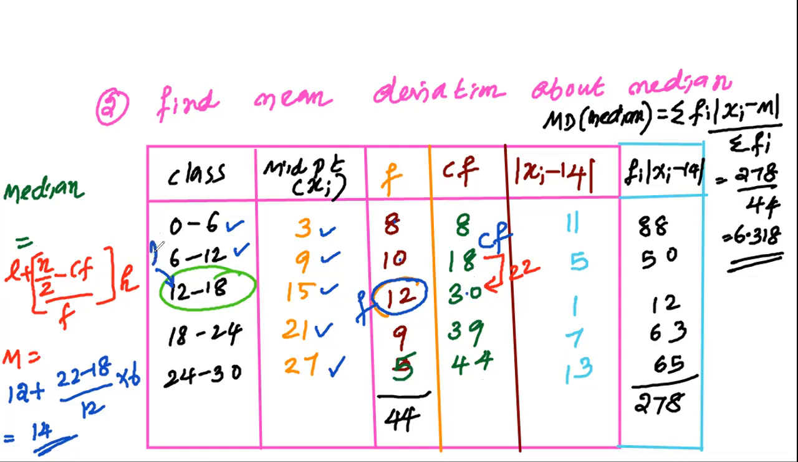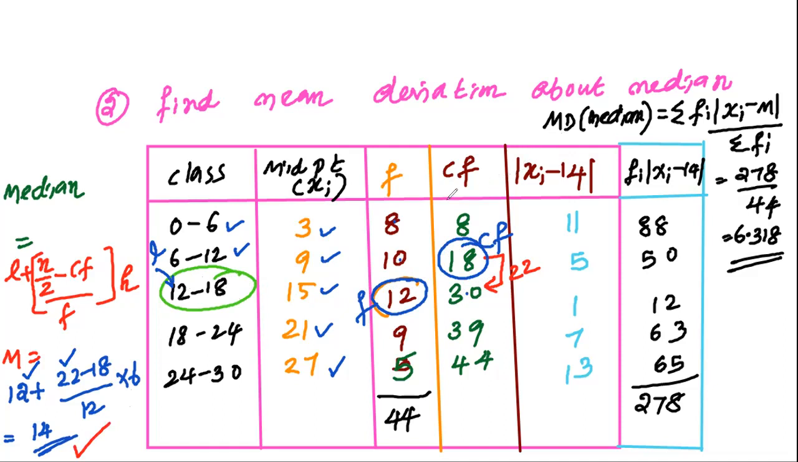Our lower limit of the median class is L, that we have learned in grade 10. So instead of L, I can write 12, plus N by 2, that is 44 by 2, which is 22, minus CF. CF is the cumulative frequency of the class preceding the median class, means just before it. So 18 is CF, right? Now what is F? F is the frequency of the median class, which is 12 here. Into H. H is the class width, which is equal to 6. So the formula will be 12 plus (22 minus 18) by 12 into 6. We are getting that equal to 14.